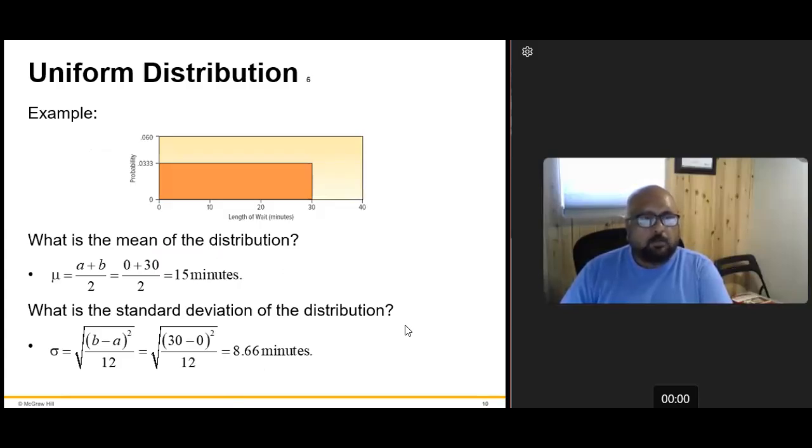Now, we can find the mean. Mean is (a plus b) divided by 2. So 0 plus 30 divided by 2 is 15 minutes. That's the mean. And the formula for standard deviation is the square root of (b minus a) squared divided by 12. And we can find that value by substituting the numbers given to us, which is 8.66 minutes. So far, so good. Okay.